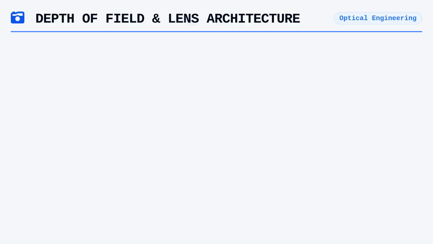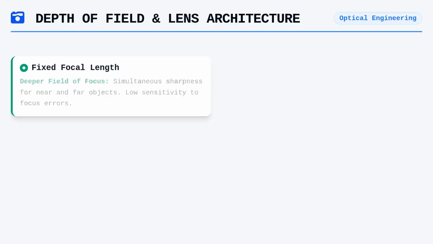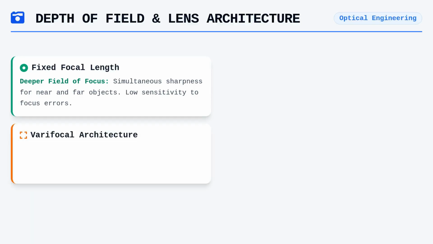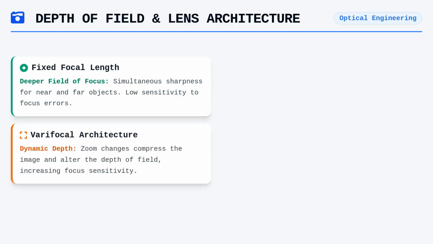Depth of field is another critical factor that behaves differently depending on the chosen lens architecture. A fixed lens, particularly one with a shorter focal length, inherently provides a deeper field of focus where objects both near and far remain sharp simultaneously. With a varifocal lens, adjusting the zoom changes the focal length, which in turn compresses the image and alters the depth of field, often making it more sensitive to focus errors.